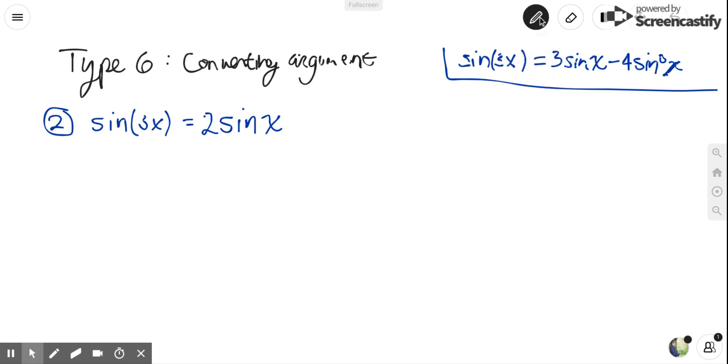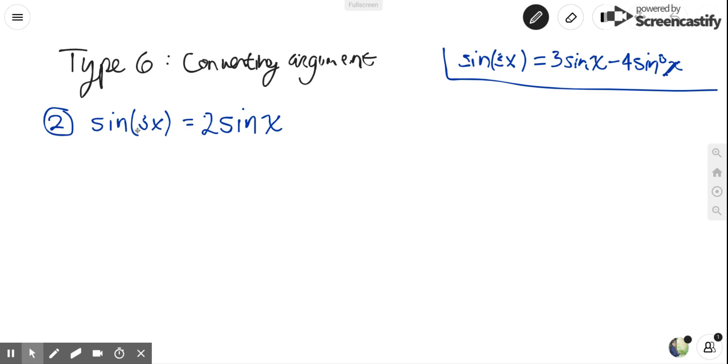Hey there. So I only did one example in class about how to convert the argument. It's pretty simple problems, but I figured if you need another example, may as well do one. So this is an example where we're going to need a rule that is not on the sheet. So this is a triple angle formula problem.